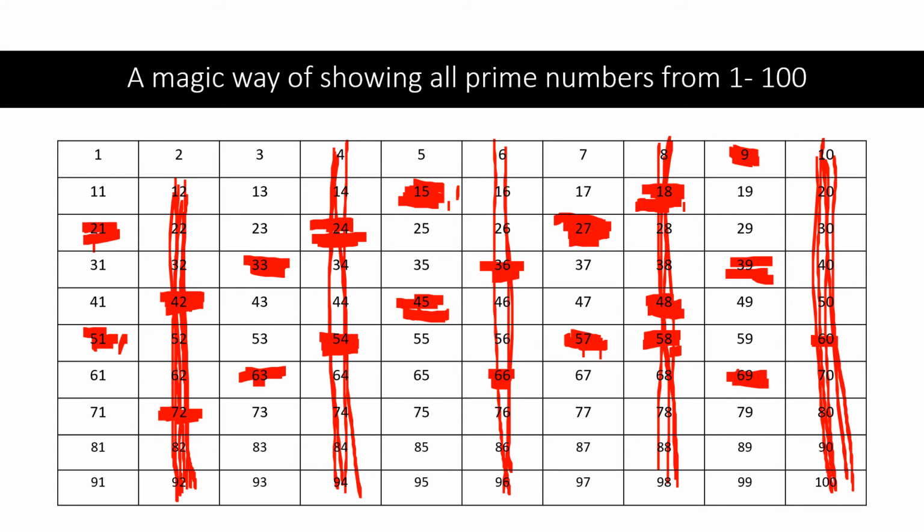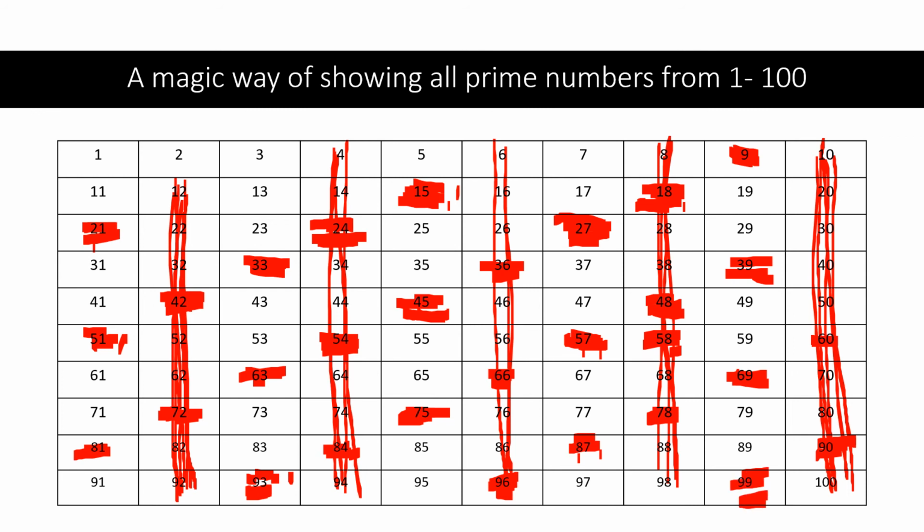72, 75, 78, 81, 84, 87, 90, then 93, 96 and 99. So these are all multiples of 3.